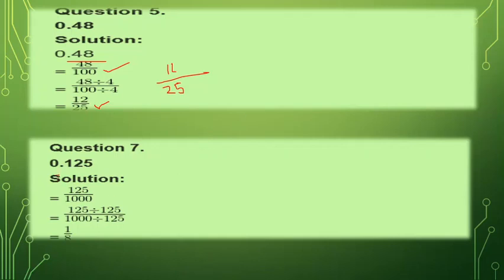Question number 7, see 0.125. In this question, how many decimal places are there? There are 3 decimal places. So we have to write 125 upon 1000. And we know that 125 and 1000 will be cut by 125. So here I will show directly 1 upon 8. Okay.